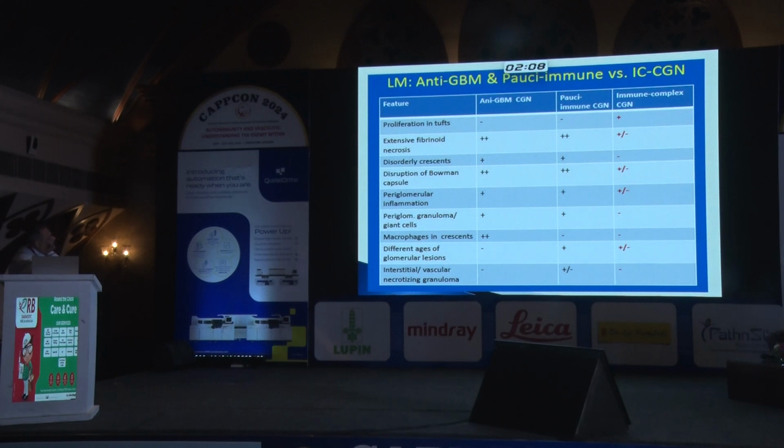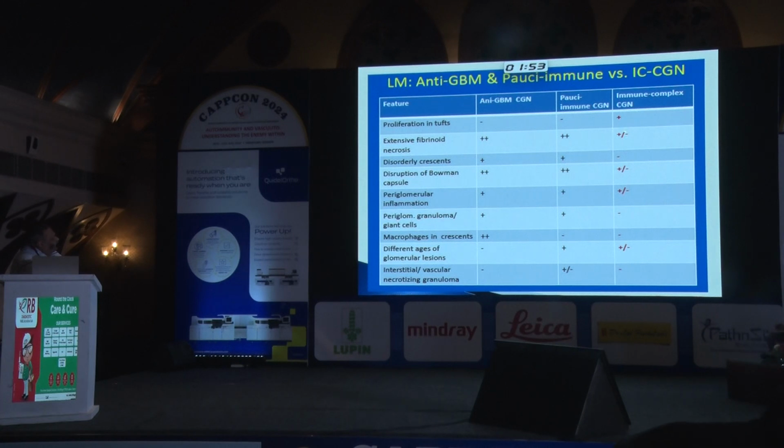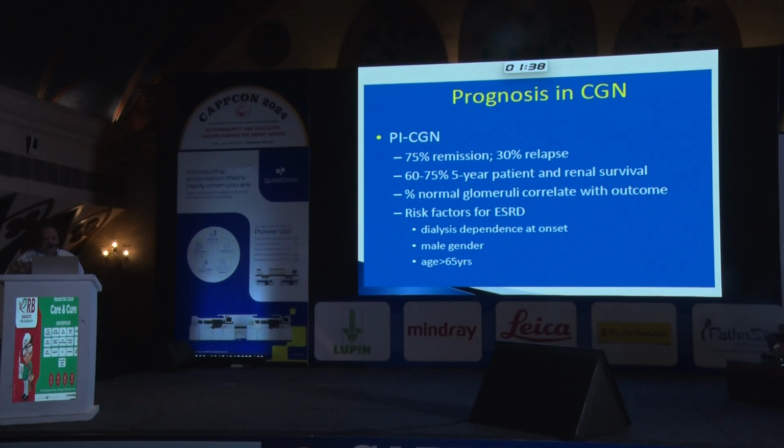What we find here is that there is no proliferation of tufts. As I had mentioned, immune complex deposition is usually absent in cases of ANCA crescentic GN. In post-immune and anti-GBM disease, you have a lot of fibrinoid necrosis, whereas in immune complex GN, you may or may not have extensive fibrinoid necrosis. So that's what we try to pick up.